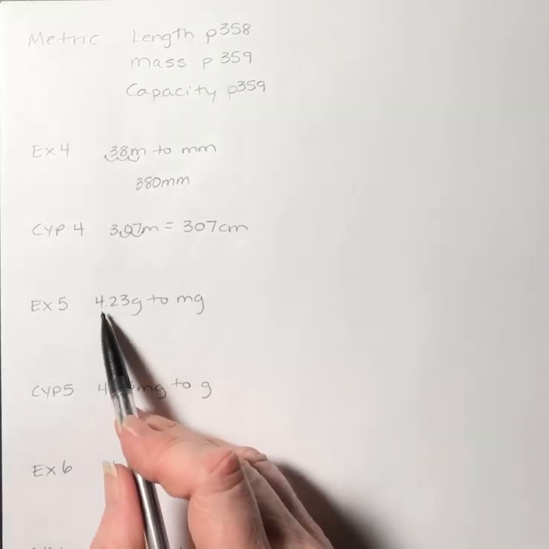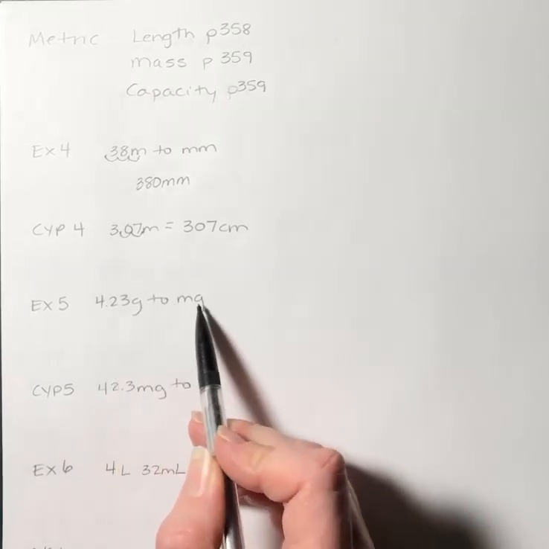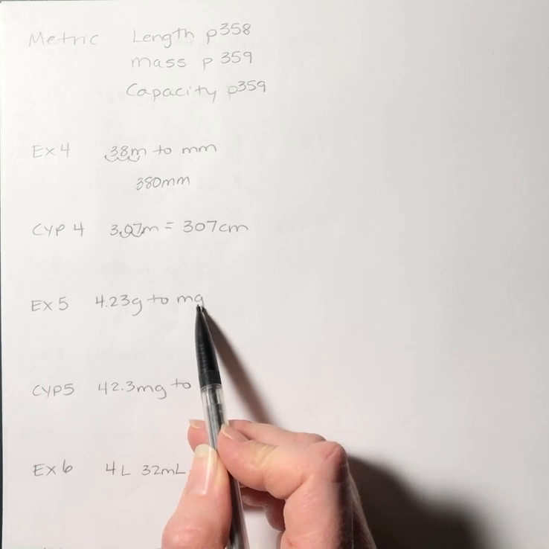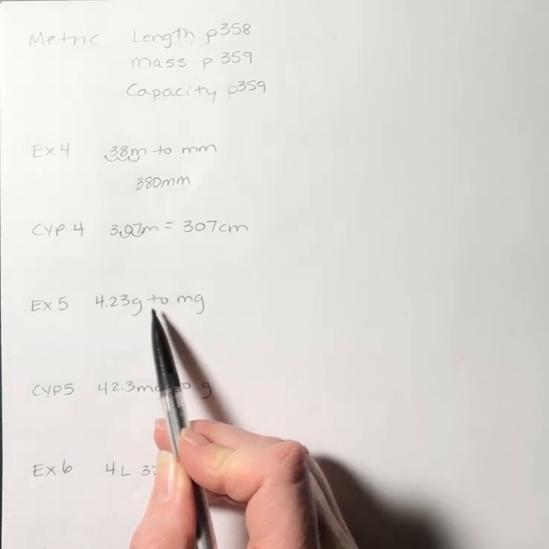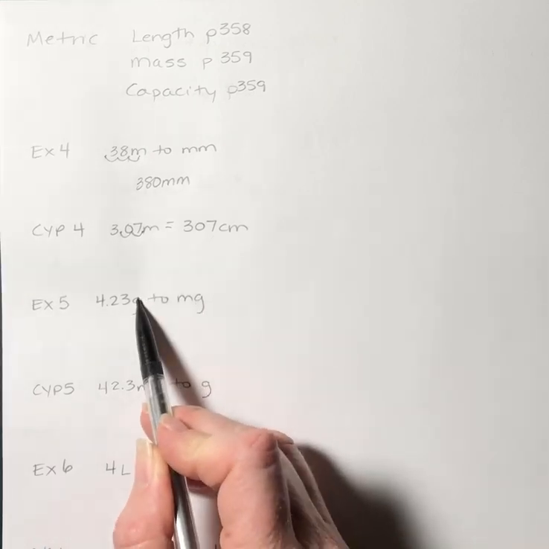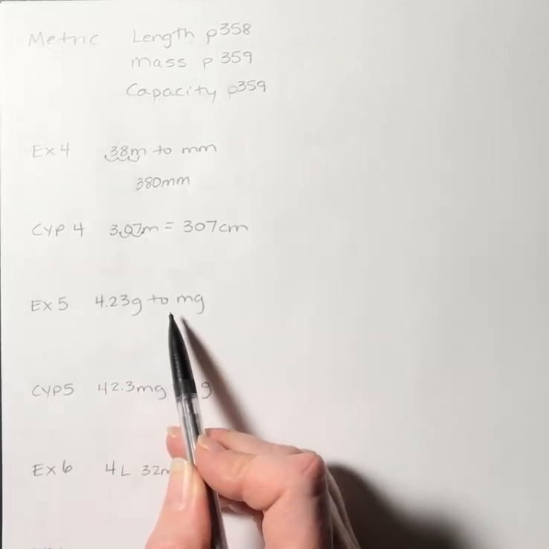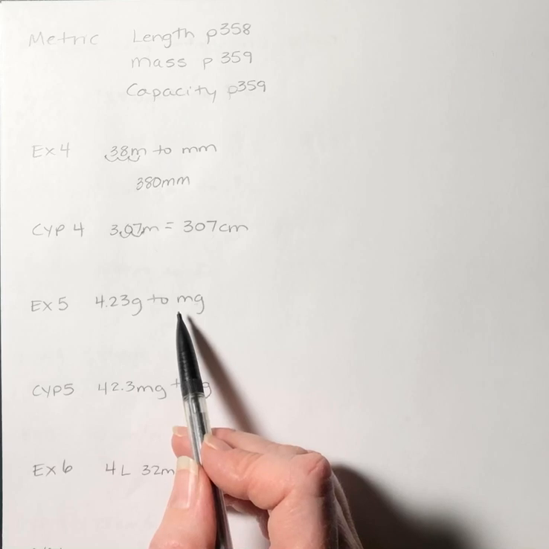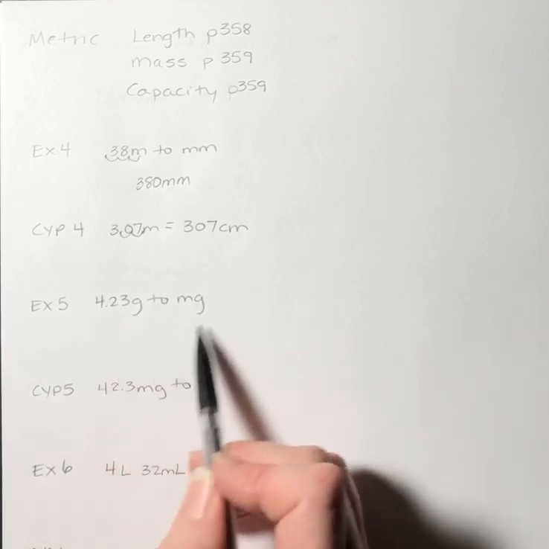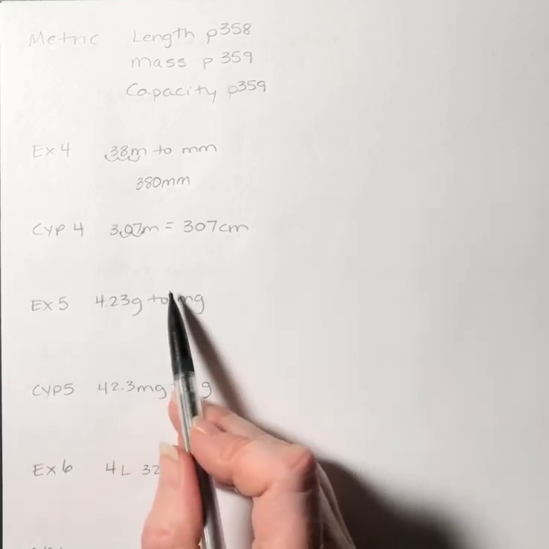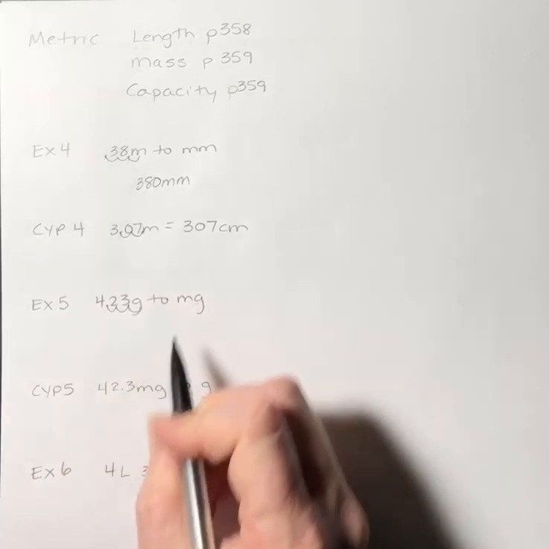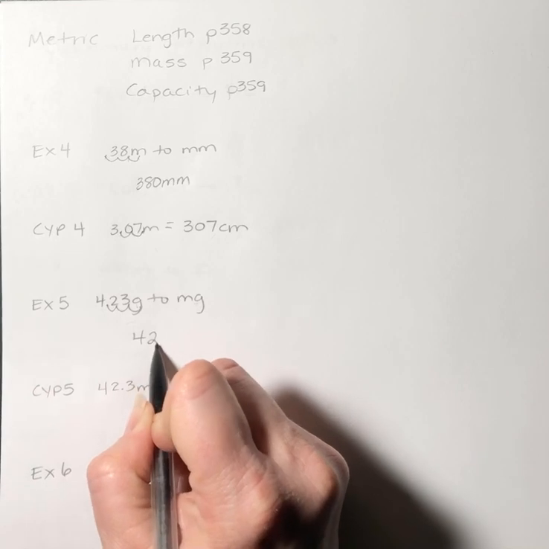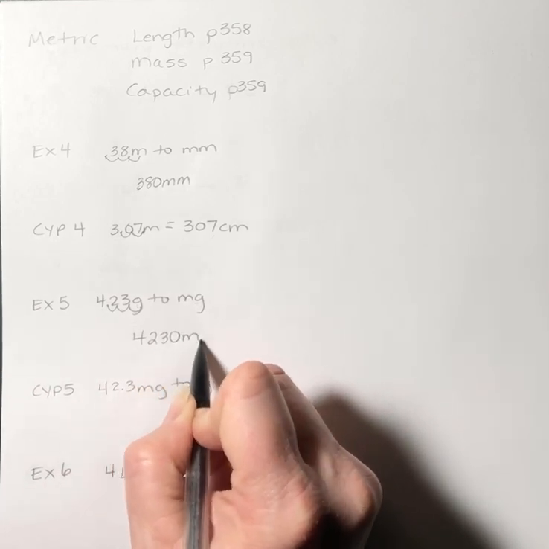All right, 4.23 grams to milligrams. My units are getting, again, smaller, so my number is going to get bigger. Grams to milligrams, I'm moving 3 places, so I have to multiply by 10 3 times, or multiply by 1,000, or move my decimal point 3 places. 1, 2, again, I'm going to put a 0 in as a placeholder.